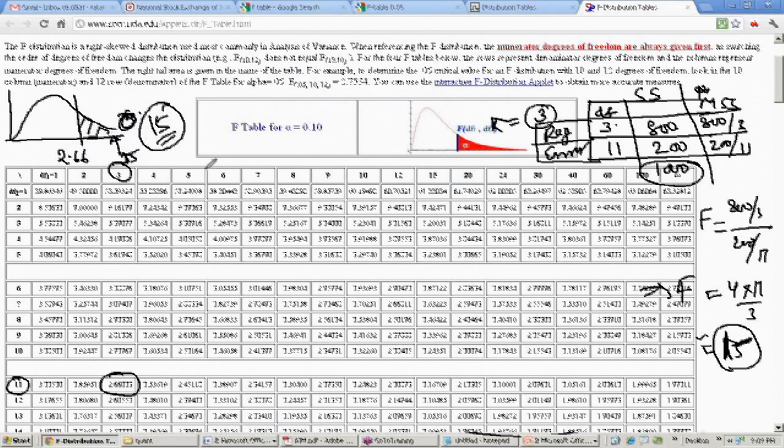So what we say is, we will reject the null. When I am rejecting the null, it means that I am saying that at least one Bi is not equal to 0. So this is the way you will be doing your testing.